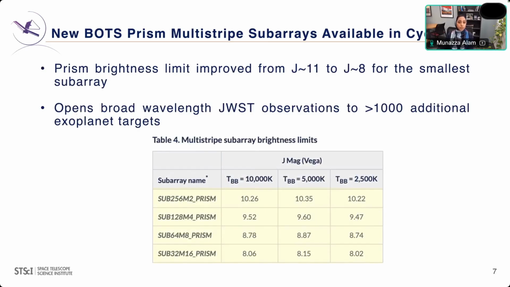With these new multi-stripe subarrays, we have an improvement in the Prism bright limit from J magnitude of 11 down to J magnitude of 8 for the smallest subarray. And with this improvement of 3 magnitudes, we now have access to broad wavelength JWST observations for about 1,400 additional exoplanet targets. And so this capability really is expanding the number of targets that we can do broad wavelength science with.